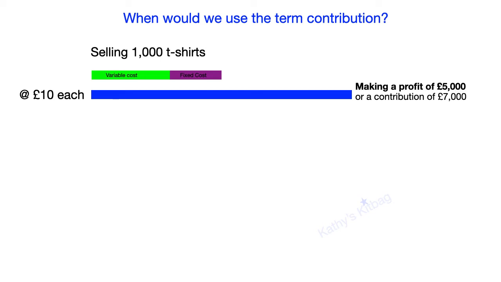And the way we talk about this would be the business is making a profit of £5,000, or you could say it's making a contribution of £7,000. But it would be most normal in these circumstances to talk about the level of profit.